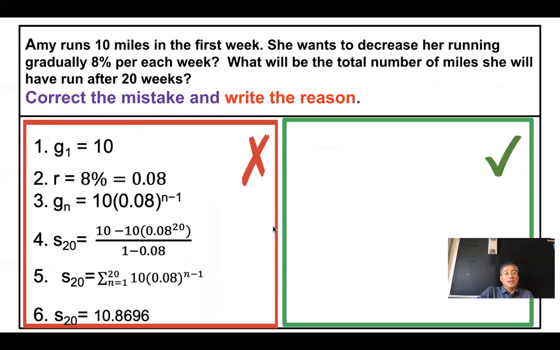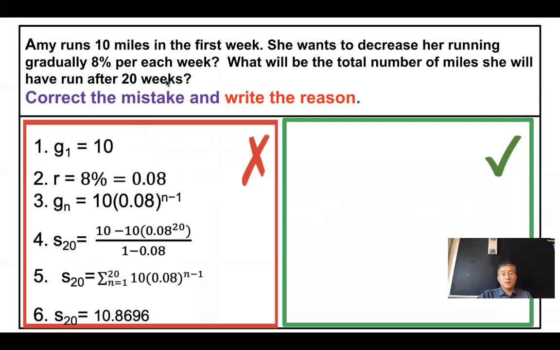First week 10 miles, and she wants to decrease her running gradually by 8% per week. Then what is the total number of miles she will have run after 20 weeks? Total number means you are adding, right? You are going to add each week's running distance. So the first week is 10 miles. That's the first term, right?